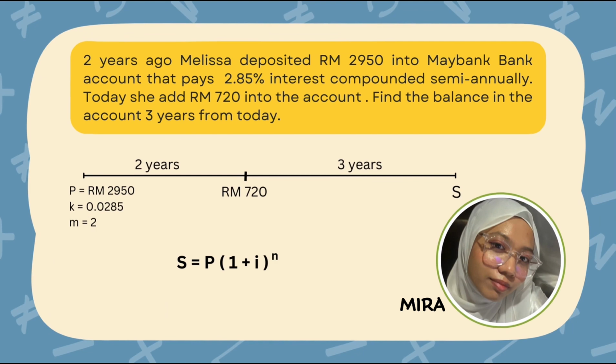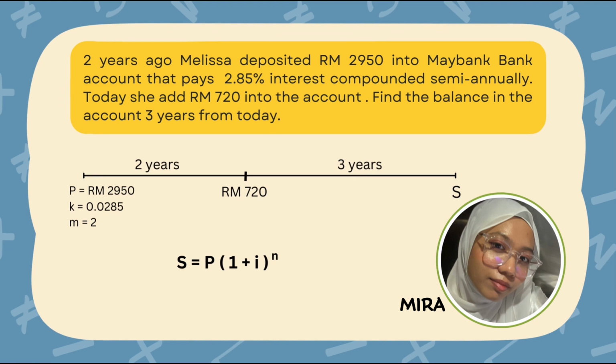Now, let's calculate the answer. First thing first, we have to draw the timeline. We have to find the amount of P, K, and M. How to find the amount? We have to look back at the question given. So here, we have P equals RM 2,950, K equals 0.0285, M equals 2.